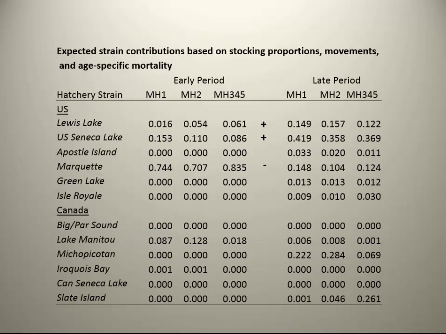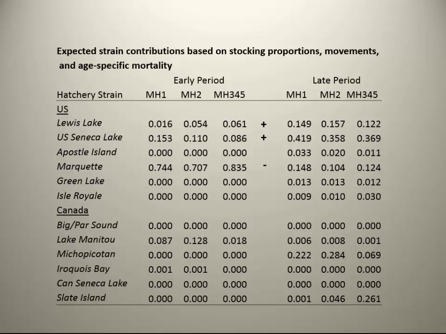So based on the stocking numbers, and based on estimates of age-specific survivorship, which were not estimated to be different by strains, and based on the movement data, these are the expectations. We have the estimates for Canada, but I'm just going to be presenting the US data for these reporting areas. For each of the 2 periods, early and late, so 2000, 2002, 2010, 2012, this is the expected contributions of Lewis Lake, Seneca Lake, et cetera, for US and Canada into these management areas.